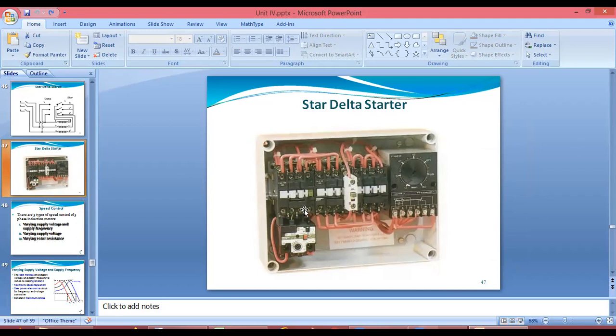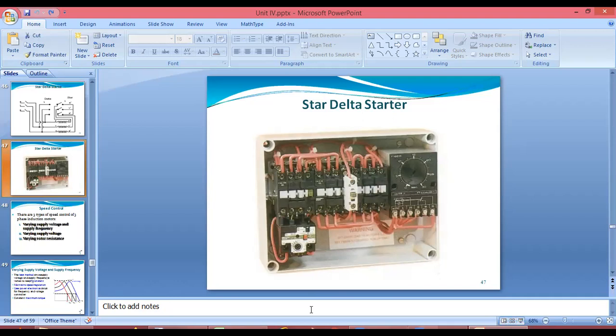When we give the star delta power supply to the three-phase induction motor, at start the windings are connected temporarily in star, and here we are reducing the phase voltage to 0.58 times the normal voltage. But when we use the direct online starter, the starting current is 5 to 7 times higher than the load current.